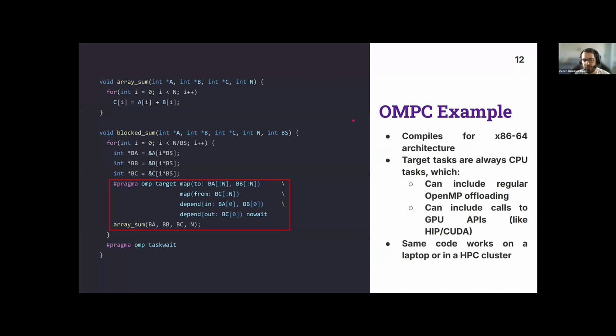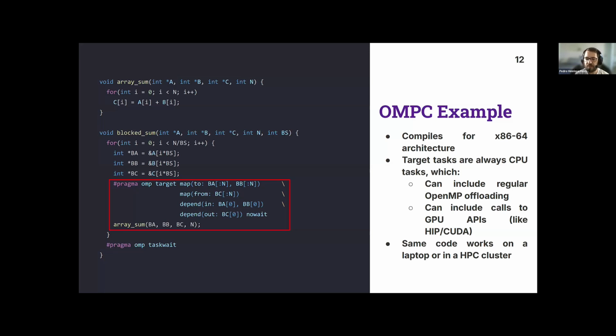But what changes in the code while using OMPC compared to the original OpenMP offloading? Nothing. That's basically the same. So the difference is that we always compile this for the x86-64 architecture, and you run the program using MPI run.